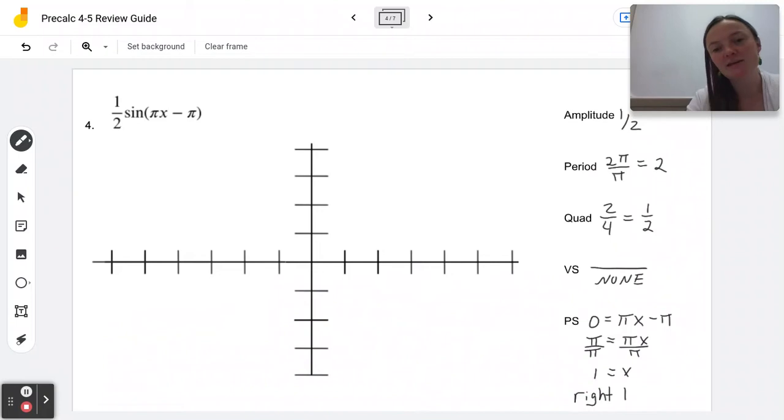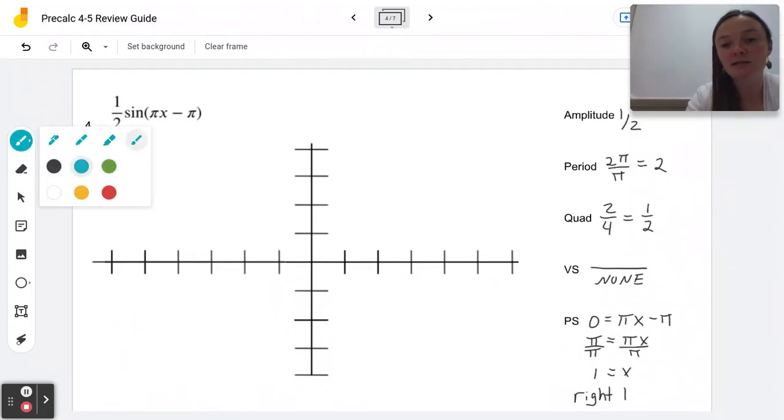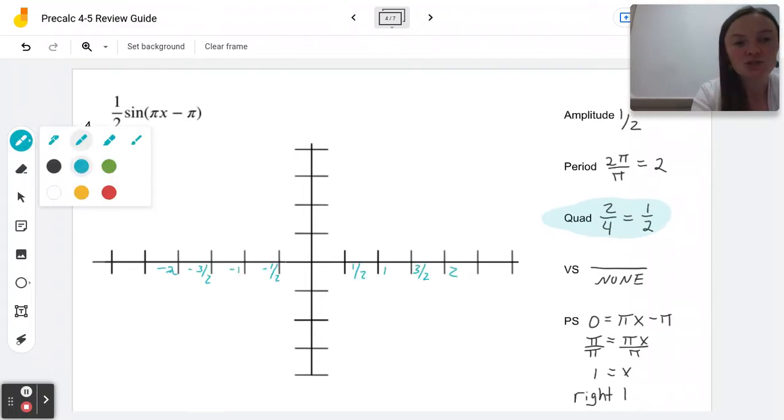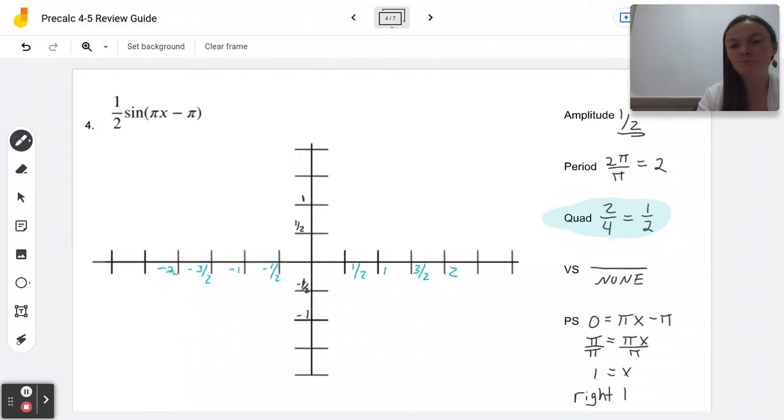Okay, so taking a look at the answers here, the first thing I want you to focus on is let's go ahead and take our quadrant, which was 2/4, which is 1/2, and use that to scale. All right, so we should have this all scaled. Notice that our amplitude is 1/2, so maybe we say this is 1/2, we say this is 1, this is -1/2, this is 1. That's really just up to your preference though.